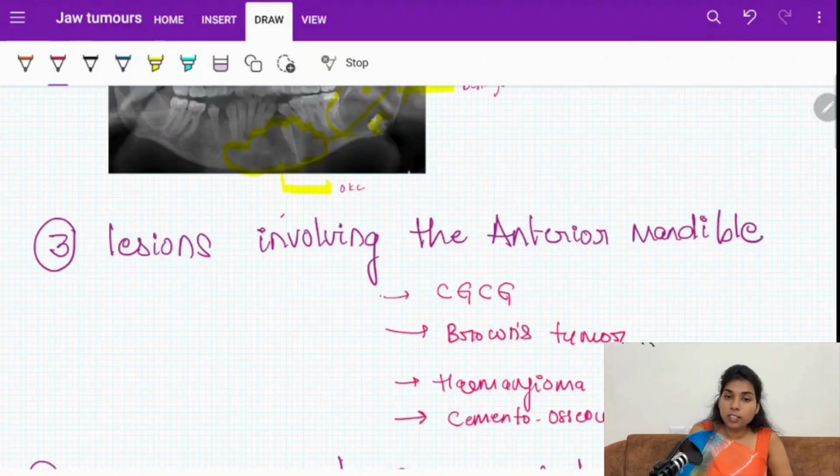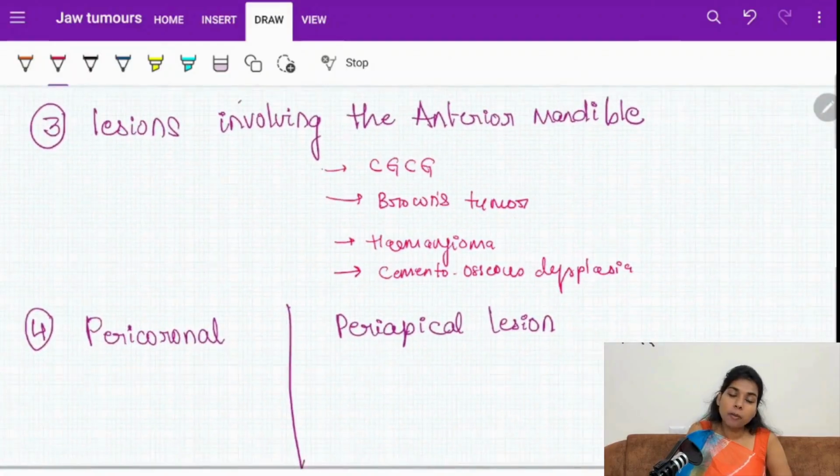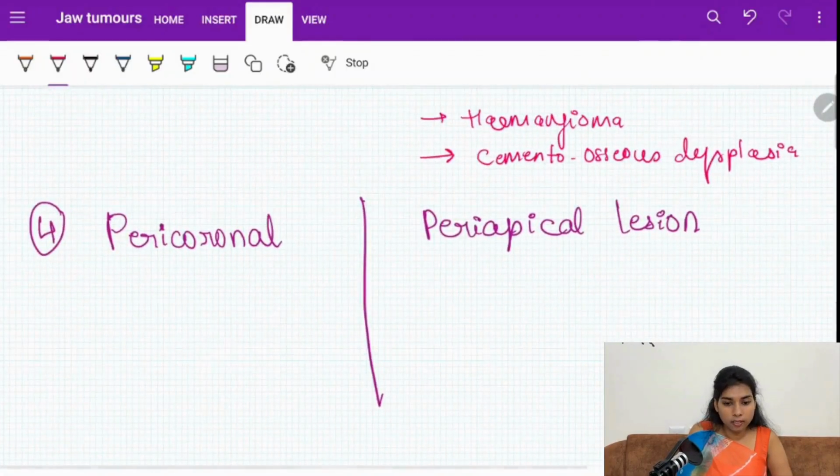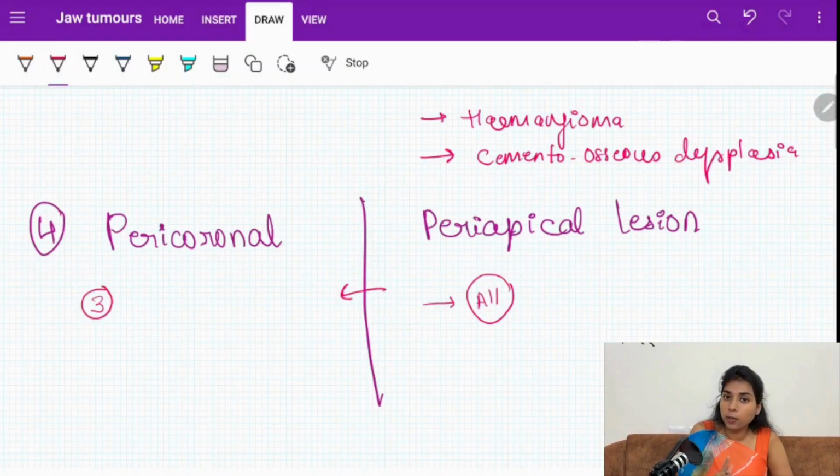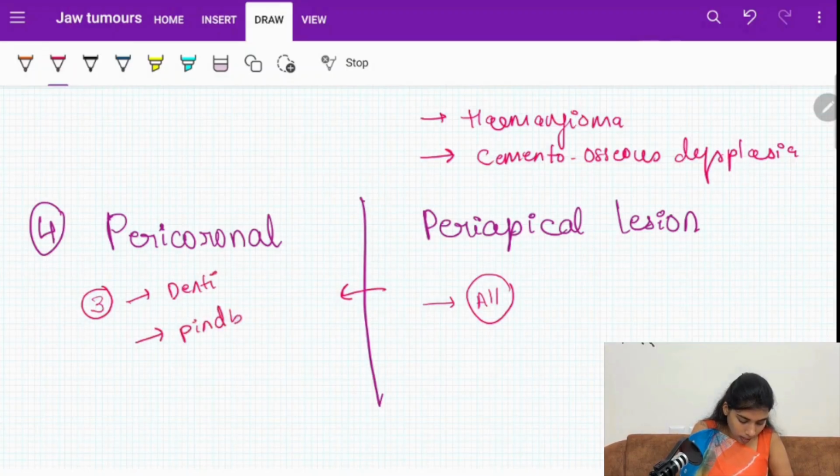Now, the next question they ask you guys is, which are the lesions which are pericoronal in location and which are periapical in location? Remember this, all jaw tumors are periapical in location except 3 of them, one from each set of radiolucent, mixed and radiodense. So from the radiolucent lesion we have dentigerous cyst, from the mixed lesion we have Pinbock's tumor, and from the sclerotic lesion we have odontoma.